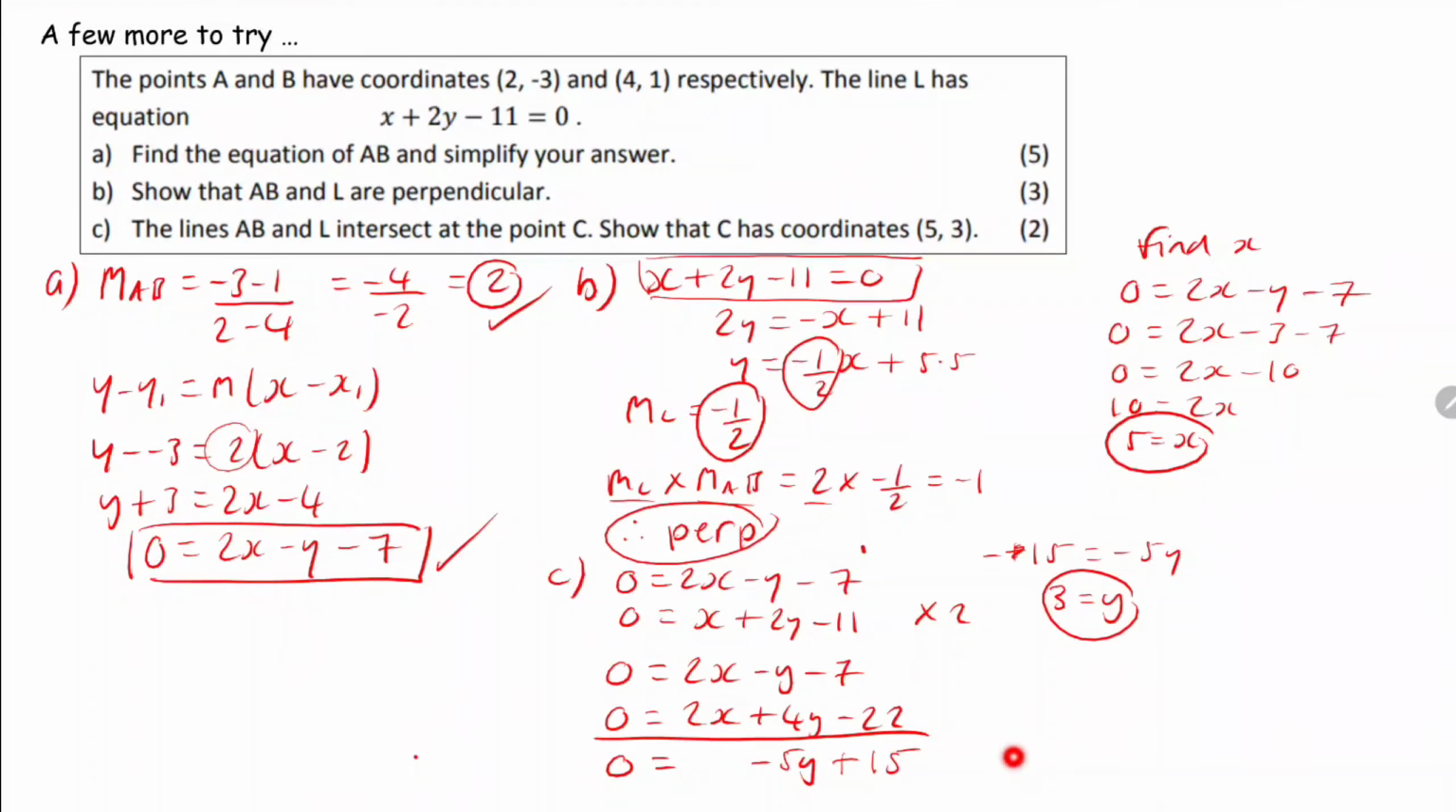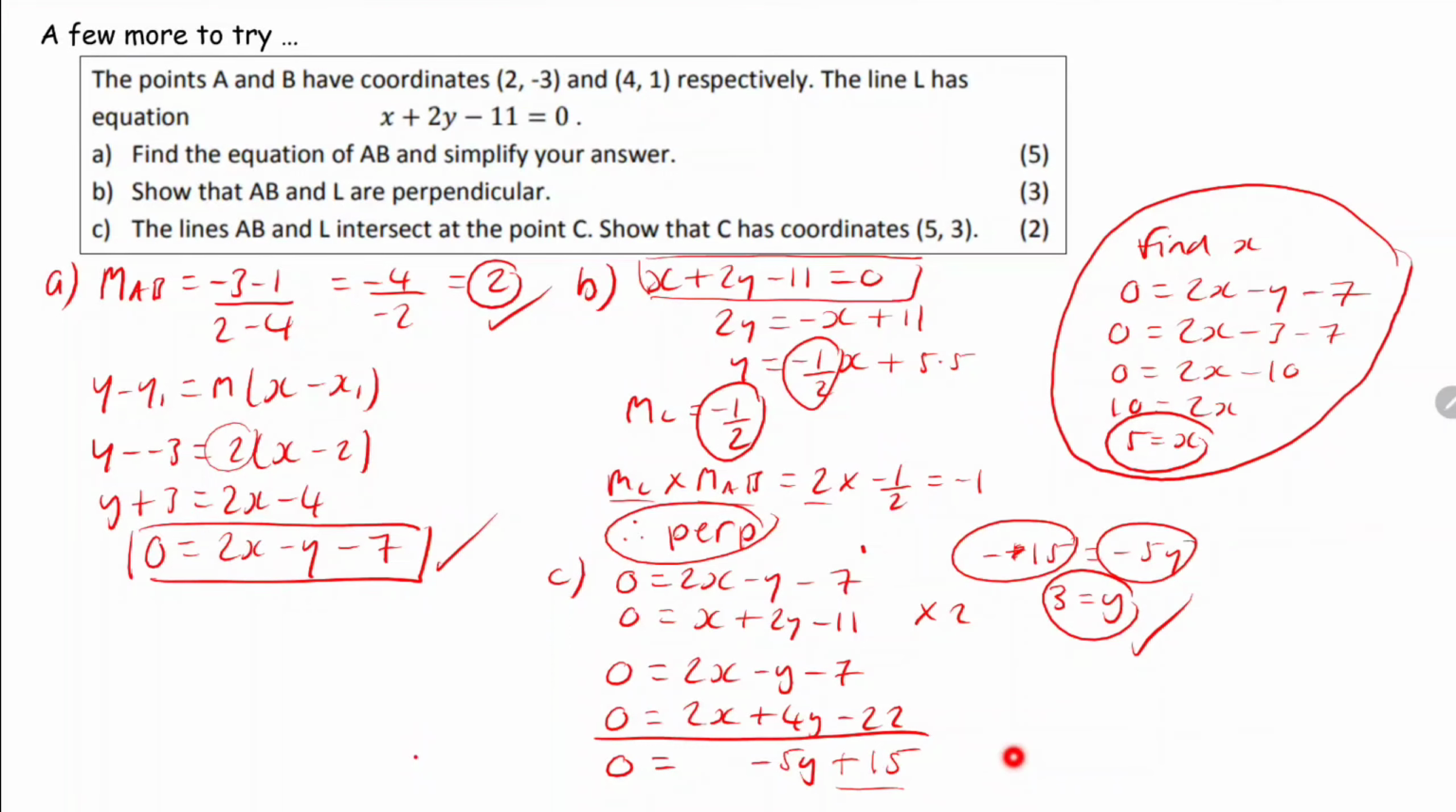For part C, write the two equations of the line out. Again, I would have multiplied the second one by 2 to scale the x's up. So you had 2x for both. Subtract the equations. Minus y minus 4y gives you minus 5y. Minus 7 minus 22 becomes minus 7 plus 22, which gives you plus 15. Then bring the 15 over to the left. Keep the 5y on the right. Divide minus 15 by minus 5, which gives you y is 3. Then the last step was to substitute in to solve for x, and as you can see, you end up with x equals 5, giving you the coordinates 5, 3.